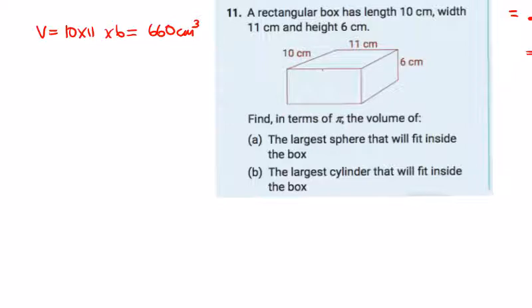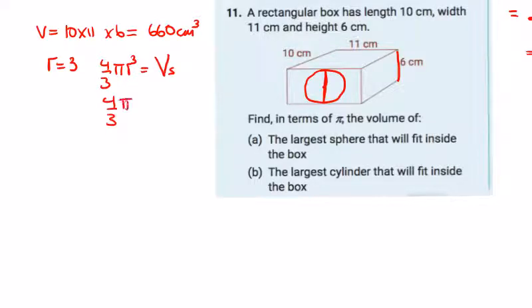So if we imagine a sphere inside the box, what can we say about it? Well, it's going to fit perfectly. The diameter will be the same as the height, so the radius of this sphere that fits in here is going to be 3. So a radius of 3 will fit inside the box. That's the max that we can have. So 4/3 pi r cubed is equal to the volume of a sphere. 4/3 pi by 3 cubed, so that's 36 pi for part A.